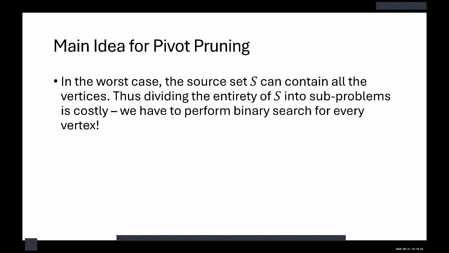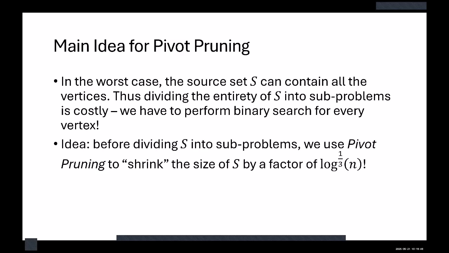Okay, so as I said before, the reason why it doesn't go beyond Dijkstra is because the source set can contain all the vertices, and in that case, you have to do the binary search for every single vertex, and this is very costly. So the idea here is, before we do this kind of a division using binary search, we use a procedure called previous pruning to shrink the size of S by a polynomial factor, so that binary search only needs to be done on this small fraction of vertices instead of all the vertices.